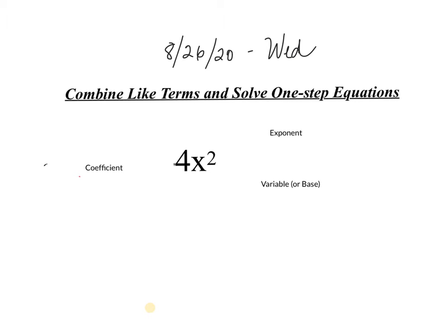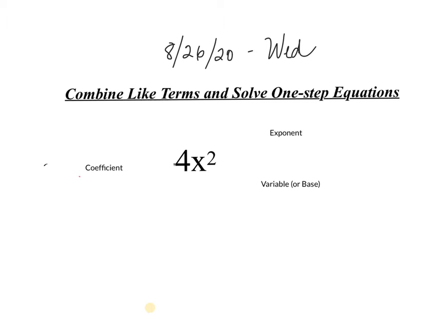Today's lesson is called Combine Like Terms and Solve One-Step Equations. All right, so before we start combining like terms and solving one-step equations, let's just talk about what a term is. And I have a term right here, 4x squared. And there are parts to it, so let's talk about the parts of a term.